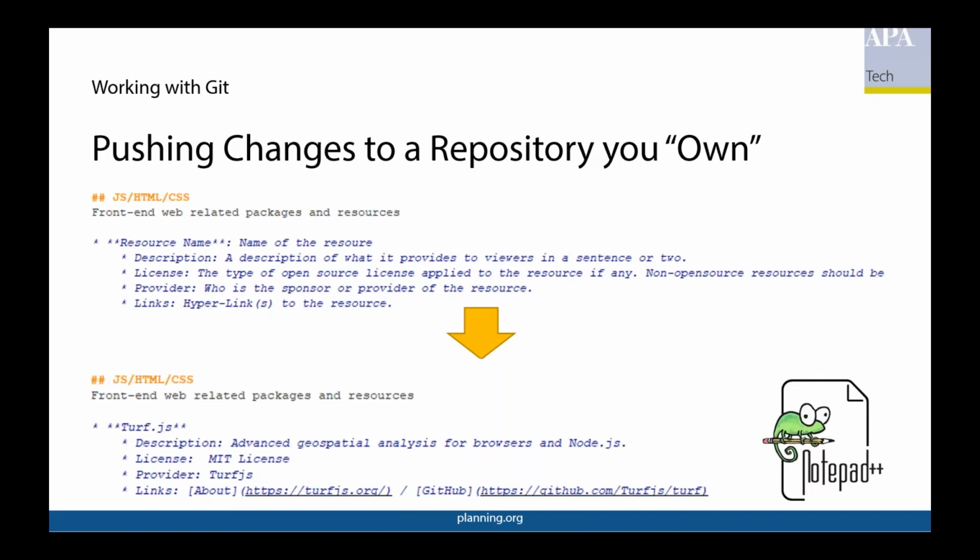In this example, I opened up a software called Notepad++. It's nothing fancy, it's just a text editor. And then I opened up a Markdown file in the Planning Technology Resources repository, and I made some text edits to add a new resource. In this case, turf.js, a geospatial library for web applications.